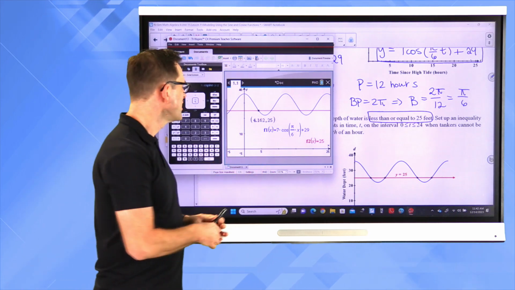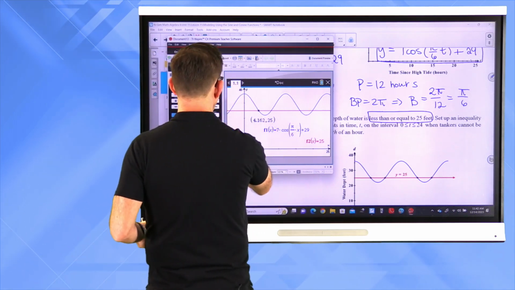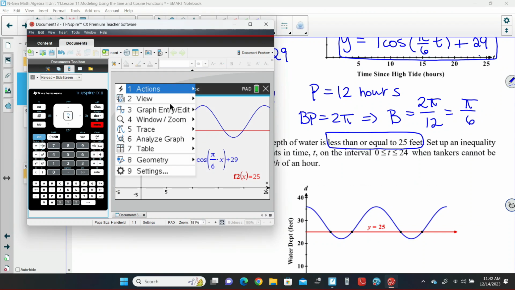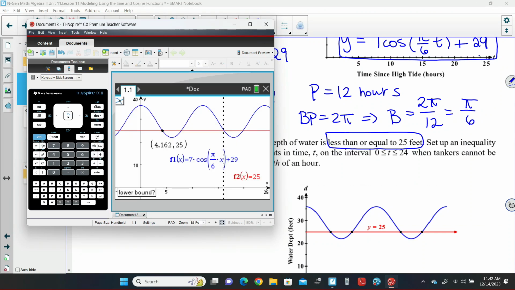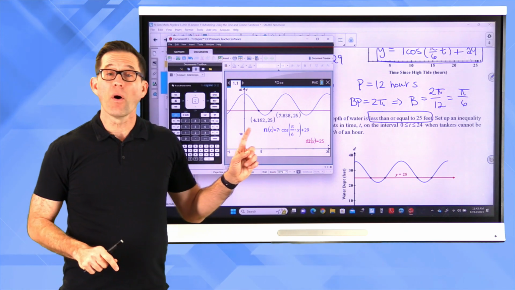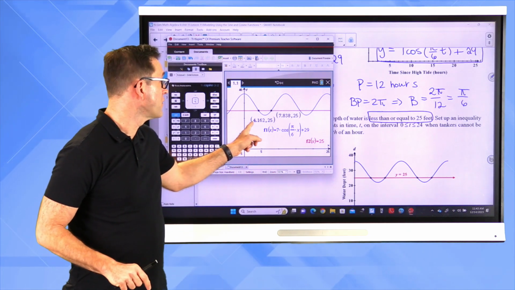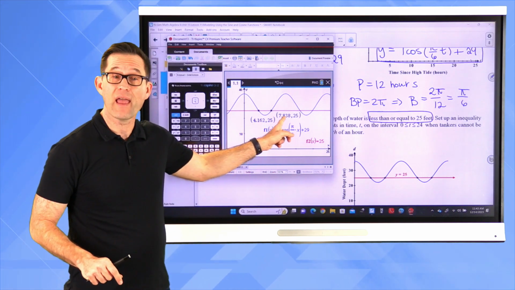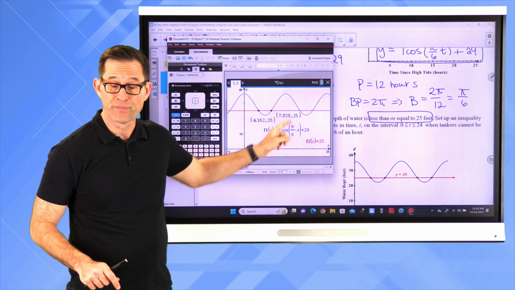The next one, let's do the next one, and then we'll let you do the other one if you haven't already. Analyze graph intersection. So now I want the end point over here. There's not enough room on the calculator screen. Anyway, so all the times between 4.2 hours and 7.8 hours are going to be a problem, right?